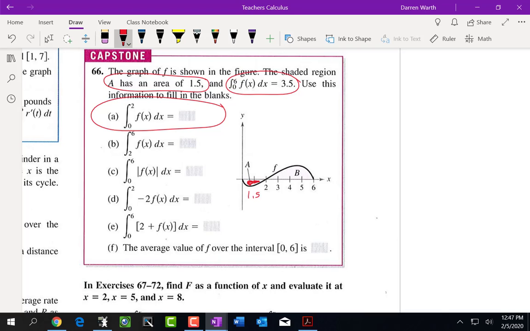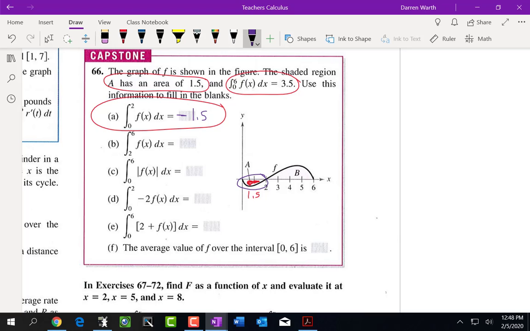Well, looking at the shape right here, that's going to be this right here, but you're going to notice that it is below the x-axis. So since it's below the x-axis, if I actually did the integral, that would come out to be negative 1.5. Since it's below the x-axis, that makes it a negative 1.5.